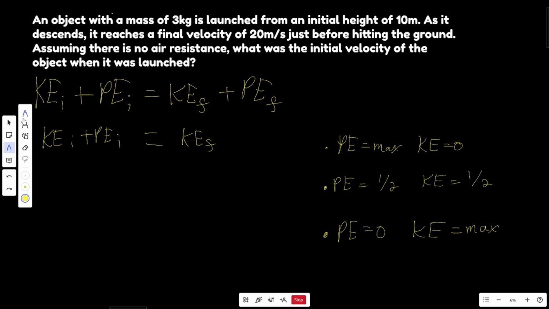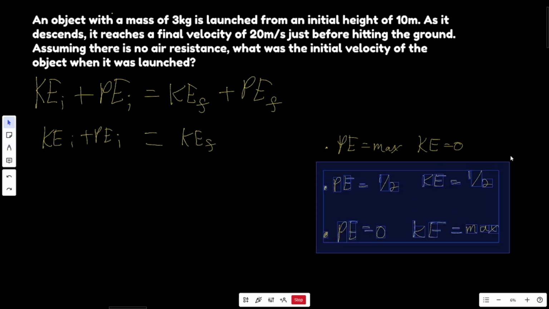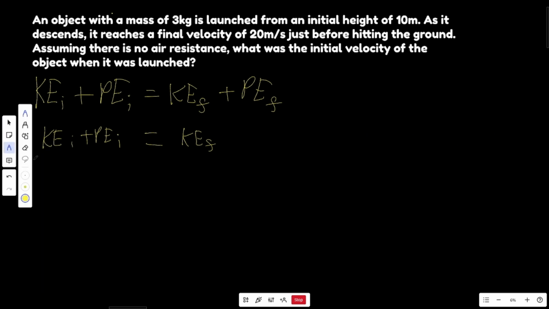So let's recount our formulas. Allow me to get rid of this now. Let's recount our formulas and let's start listing down our given. So beginning first with the given so that we can jump straight into it right after our formulas. Our mass is 3 kg. Our final velocity is 20 meters per second. And our height is equal to 10 meters.